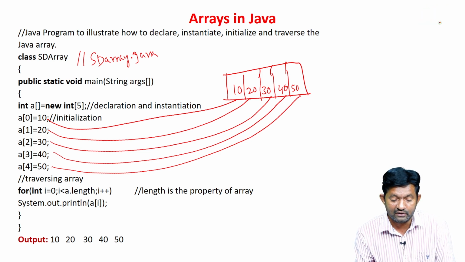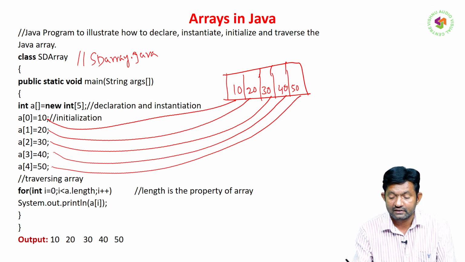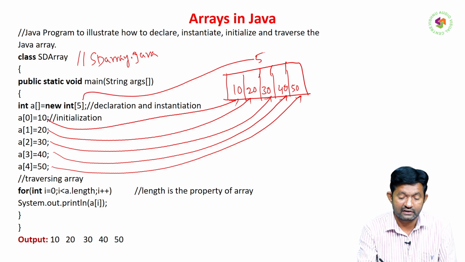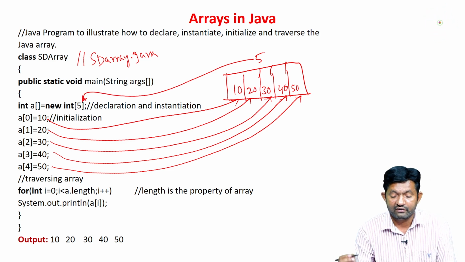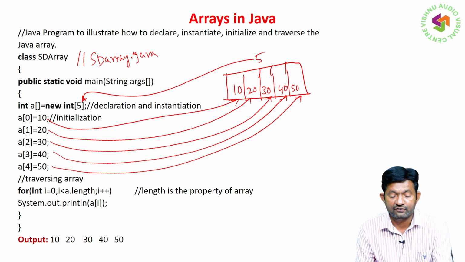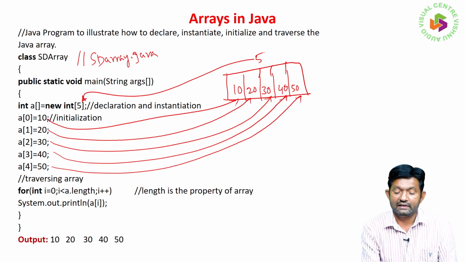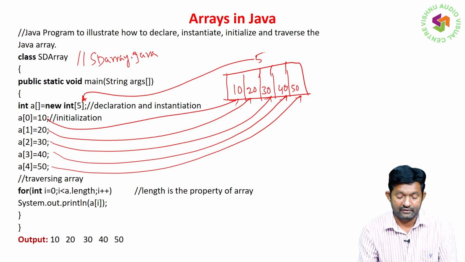Array starts with the 0th element and ends with n minus 1. The length is 5. That's why here we declared the size, int, new int of 5 elements. It is the declaration and instantiation of a single dimensional array.